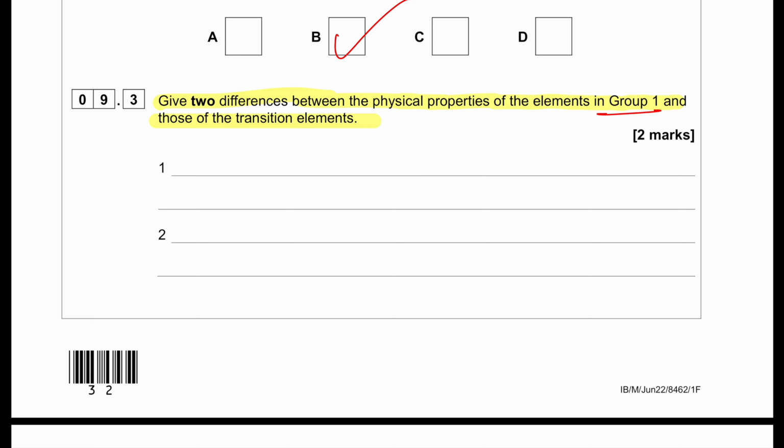They are hard. Group 1 metals are soft. And if we talk about other physical properties, the transition elements have very high melting point and boiling point. Since the question says to write about group 1 metals, we will have to write about group 1 metals only.